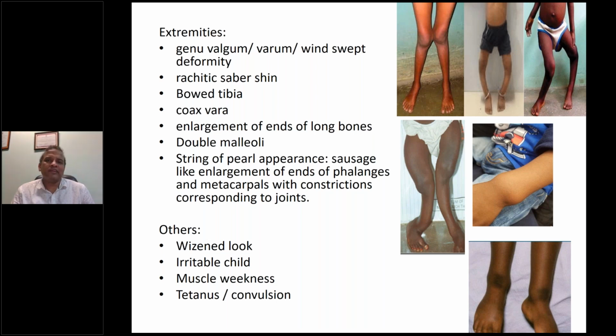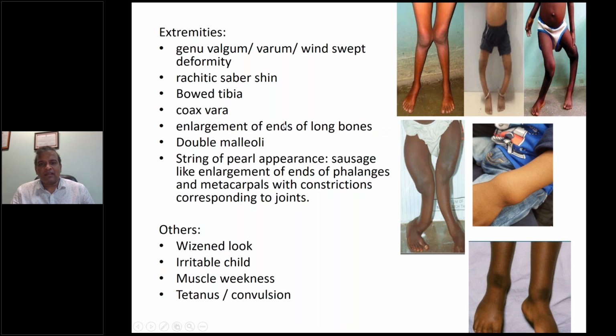So if the child has late onset rickets, after around 4 years of age, they are more prone to develop valgus deformity. The exact mechanism of development of windswept deformity is not known. Then the rachitic saber shin: the shin becomes very prominent, blade-like or sword-like in some long-standing rickets cases. The tibia becomes bowed. In the hip, the patient develops coxa vara.